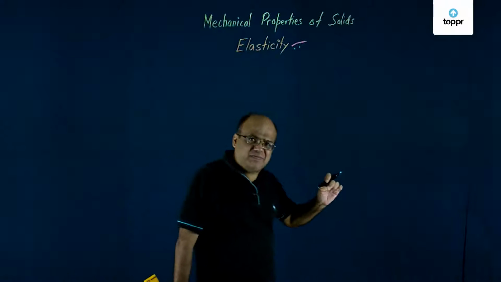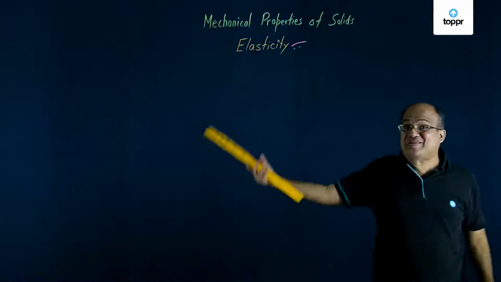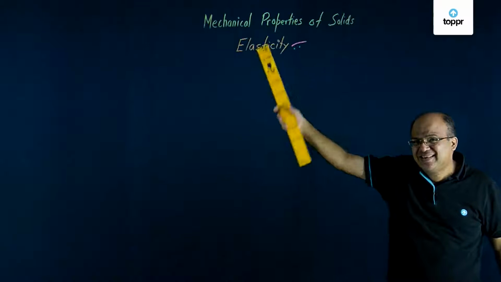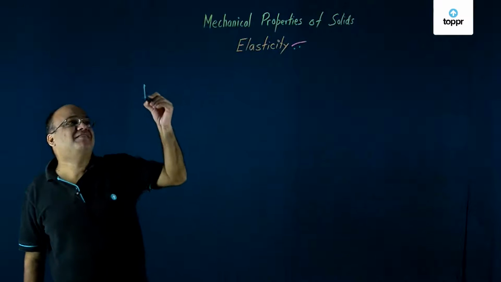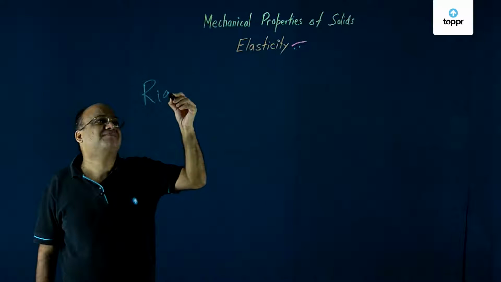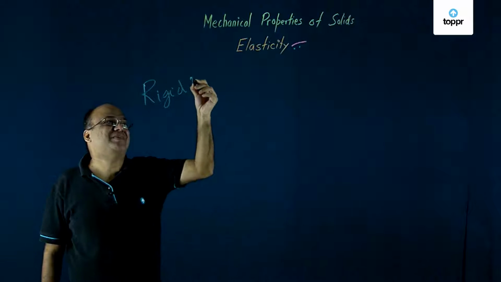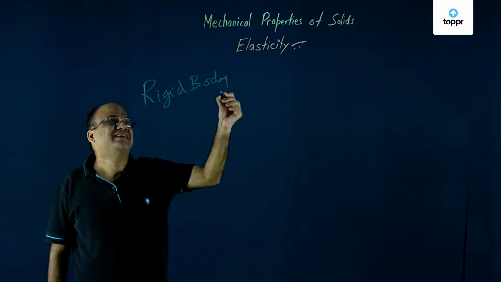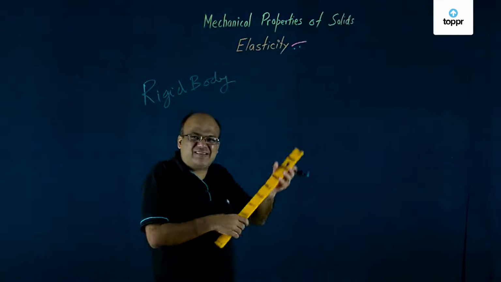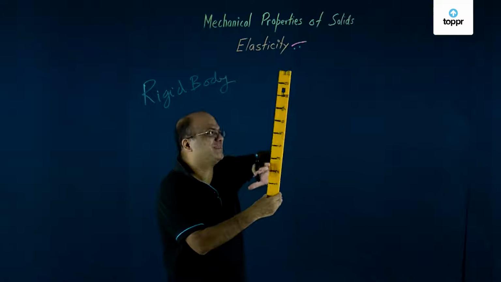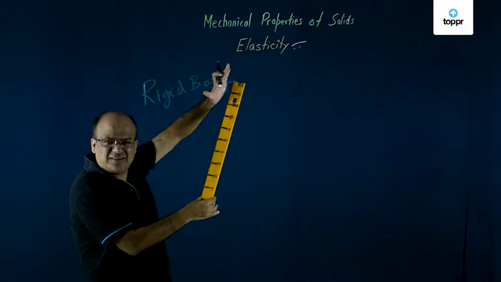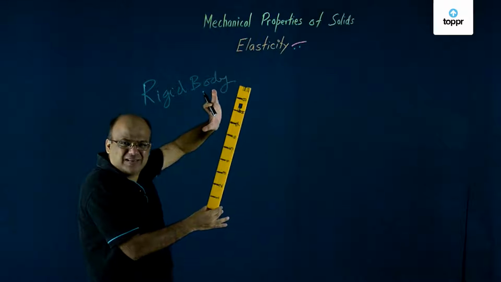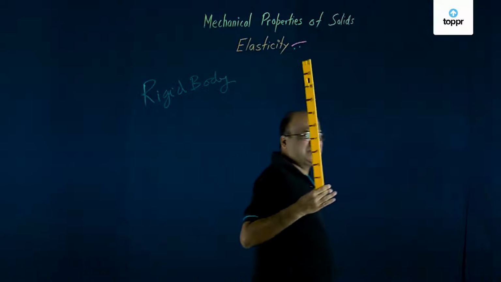In this lesson, we are going to learn about elasticity. First, you need to understand what a rigid body is. What is a rigid body? A rigid body is a solid body, like this scale, that has a definite size and shape, right? So this is a rigid body.